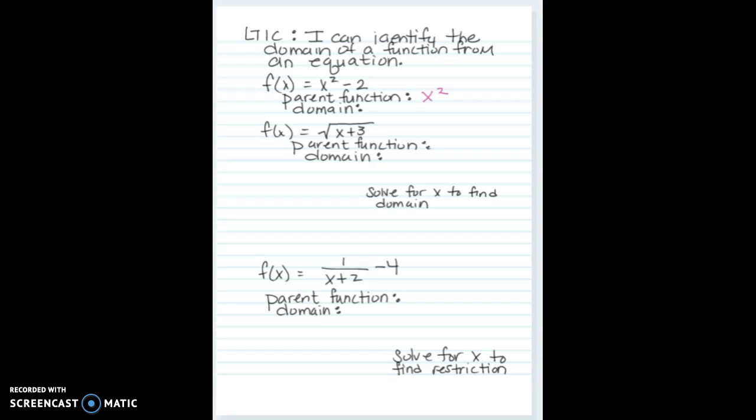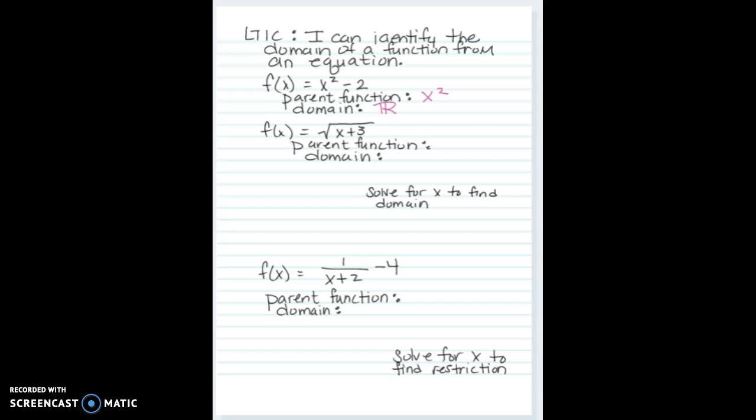So this particular function has a domain of all real numbers because we are allowed to square any real number. So that would be our domain. All quadratics, all parent functions of x squared, have a domain of all real numbers.